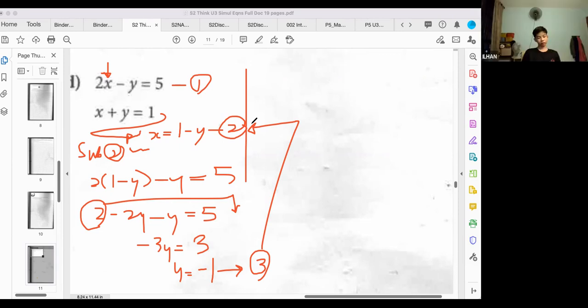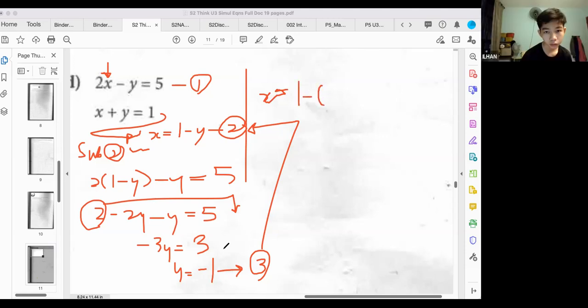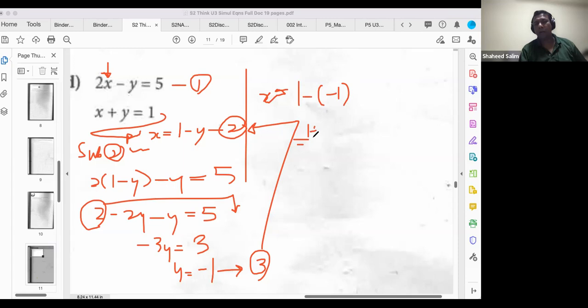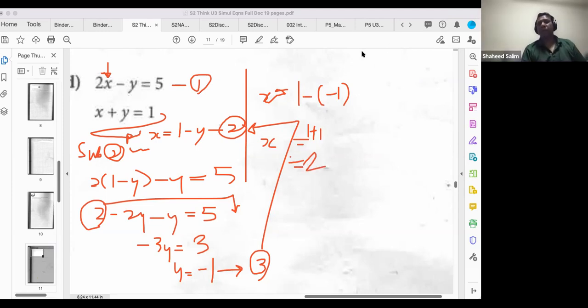So is X equal to negative 4? Okay, hold on. X equals 1 minus Y, minus negative 1, so plus 1. Correct. X equals 2. Yeah. So now we try the next one.